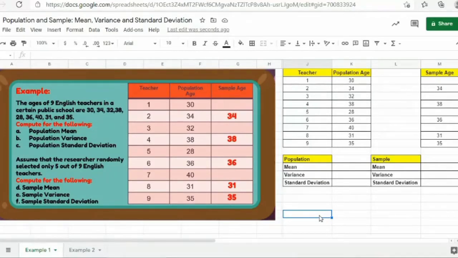For this given video lesson, I am going to teach you how to solve for population mean, variance, and standard deviation, and sample mean, variance, and standard deviation using Google Sheets.